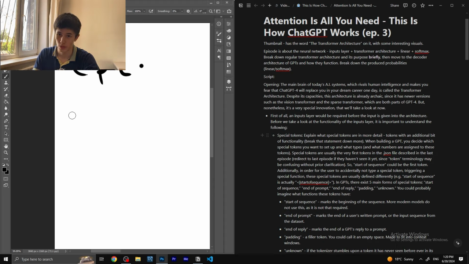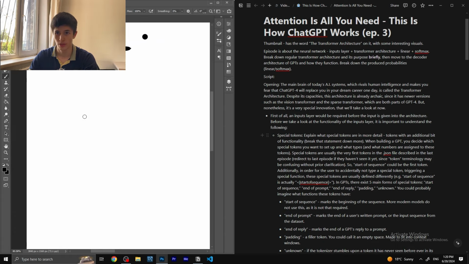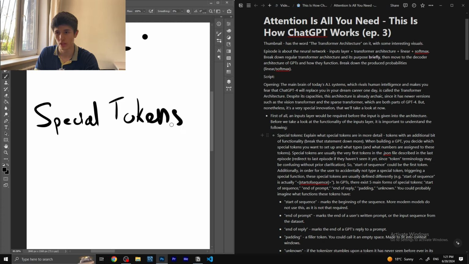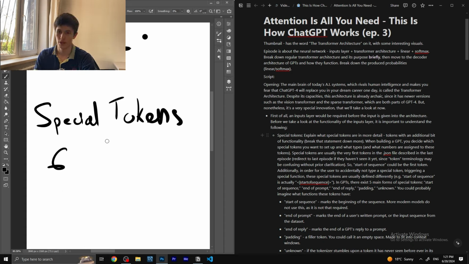What did I miss? First of all, there are special tokens. I'll just make this smaller. Special tokens are very important because they play a functional role in the model. You know of regular tokens, you know that token 63 could be hello, and that token 9700 could be, I don't know, the word mix. Anything. It's just very different and dynamic.